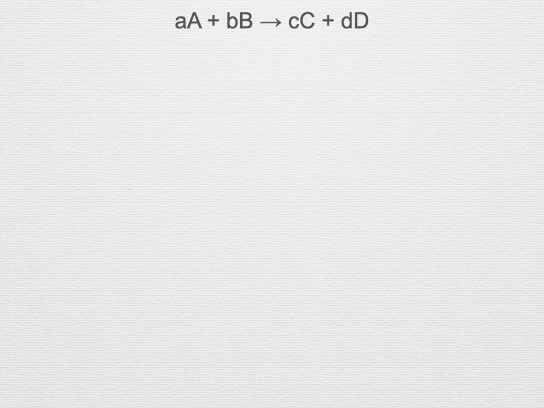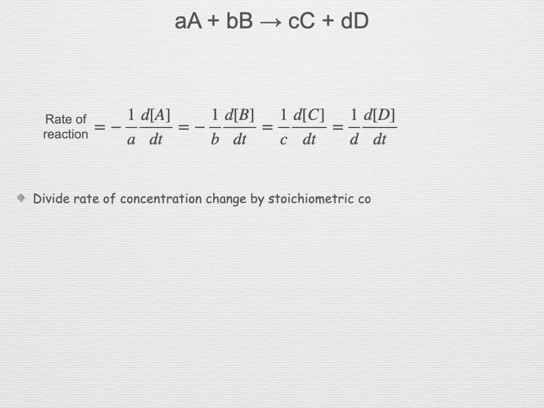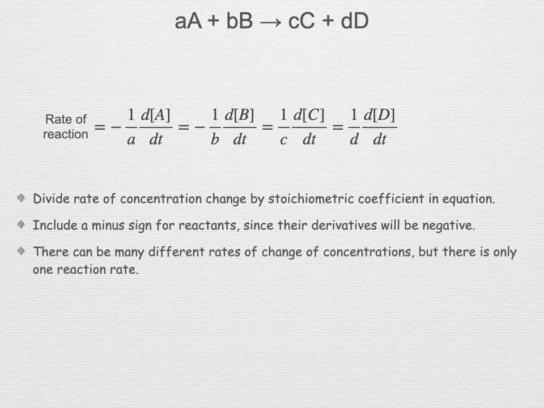For the general reaction, aA plus bB goes to cC plus dD, we can write the following. Note how we divide the concentration derivatives by their stoichiometric coefficients, and we insert the negative sign in the case of reactants. Our experiments can measure concentration changes. This relation allows us to convert those measured derivatives into a rate for the reaction itself.